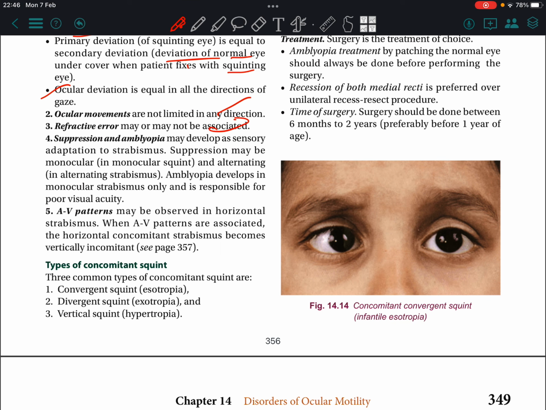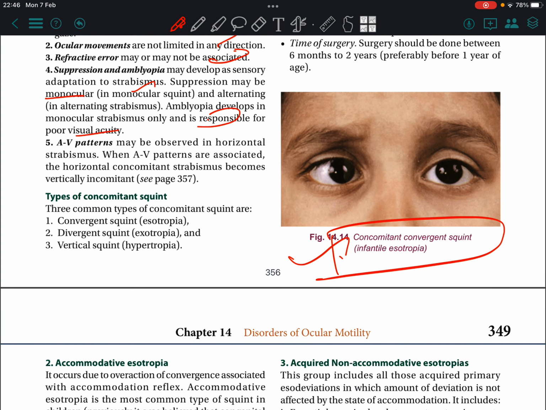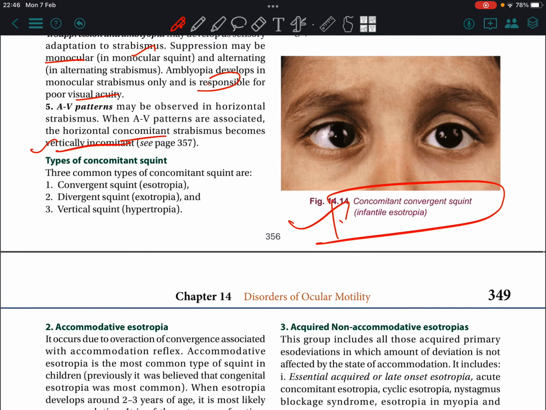Suppression and amblyopia may develop as a sensory adaptation to strabismus. Suppression may be monocular or alternating. Amblyopia develops in monocular strabismus only and is responsible for poor visual acuity. AV patterns may be observed in horizontal strabismus, when A or V patterns are associated with horizontal concomitant strabismus, there is vertical incomitance. Types of concomitant squint: convergence squint, divergence squint, vertical squint.